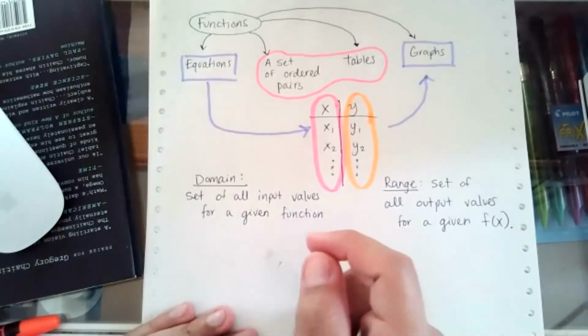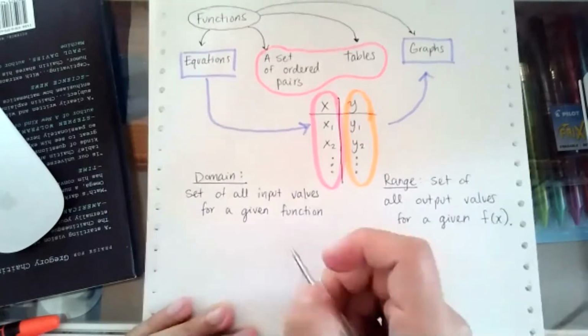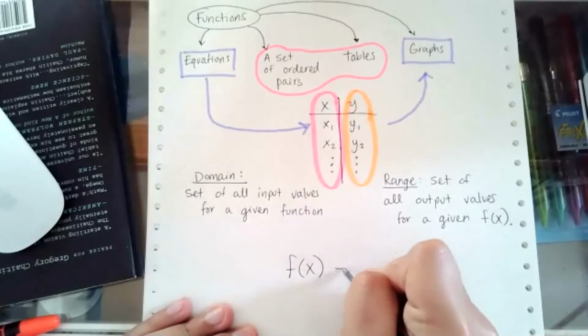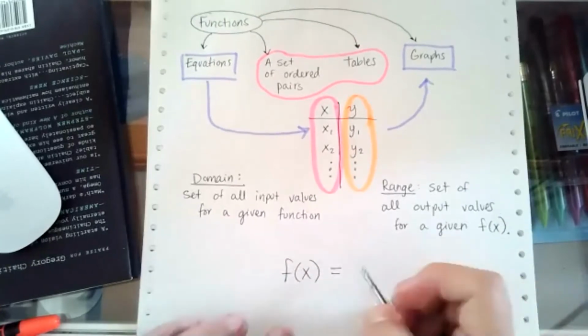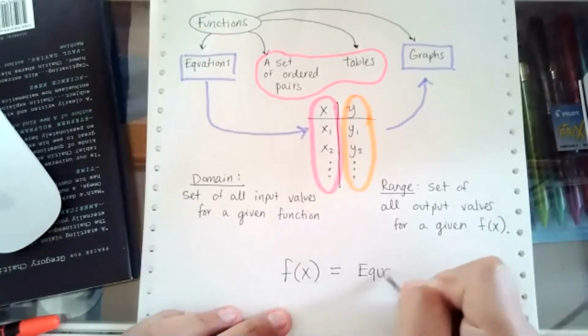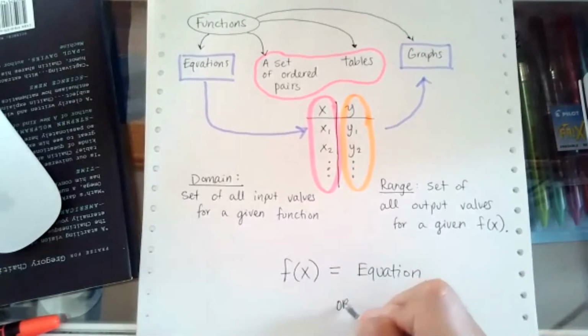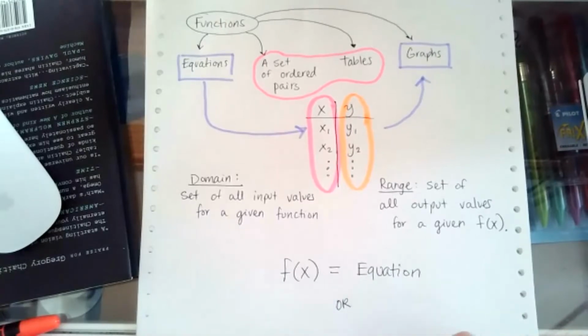Remember that we can represent a function two different ways. We can represent it as f of x is equal to, and usually we'll write an equation over here. Or we can swap out the f of x notation and just call that y is equal to whatever the equation is.